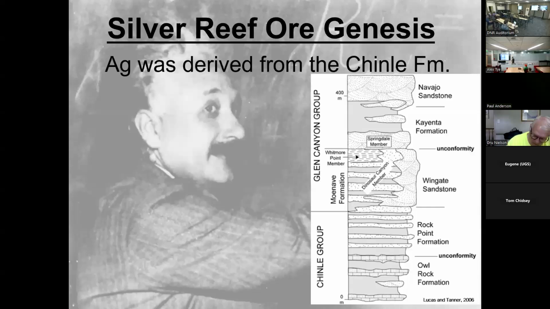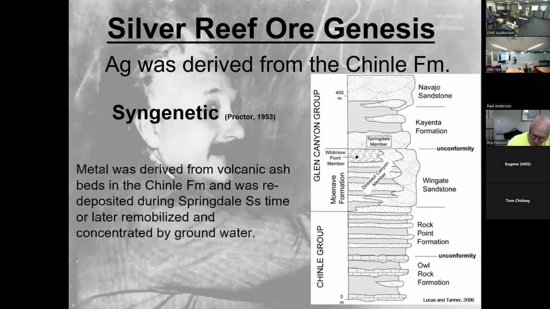Now, there's another theory out there that was presented in 1953 by Proctor. It says that the volcanic ash in the Chinle deposits were the source of the silver, and that they were actually redeposited or remobilized by groundwater later on and deposited in the Kayenta Formation, the Springdale Sandstone Member. That was a very early idea. Some folks still believe that. I'm not sure if I'm a believer. I don't see any other Chinle silver deposits across the Colorado Plateau, so I kind of shy away from this particular explanation.